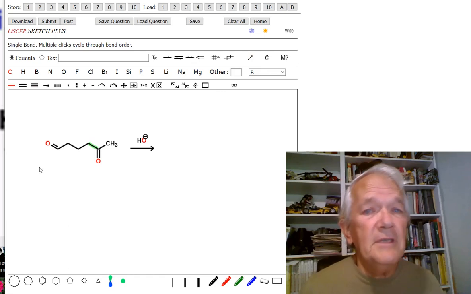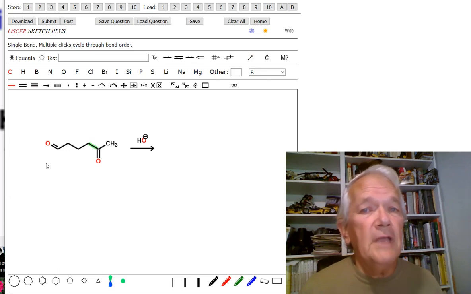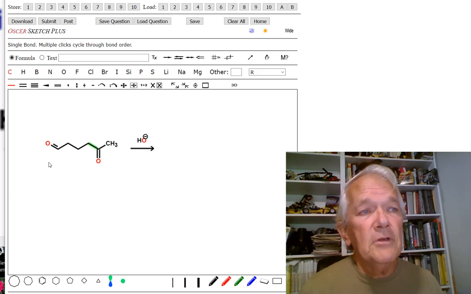Now, relative acidity might help you guide this a little bit, but ultimately, the most important thing is the stability of the final product. And the stability of the final product depends on a couple of things, one of which is ring size. We're always going to try to form 5 or 6 membered rings if we can. The other one is the number of substituents on the final double bond, because the more substituents on the final double bond, the more stable the product. And since these things are reversible, the molecules can go back and forth searching out that more stable product. So how do we get started?